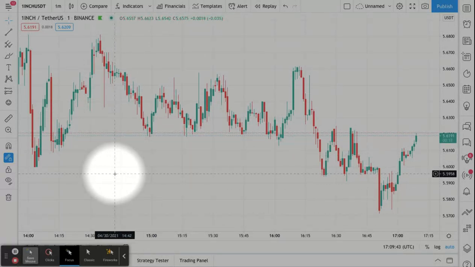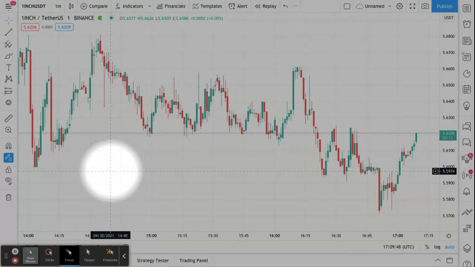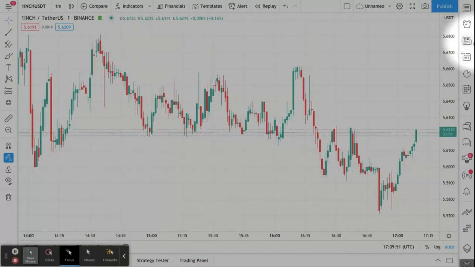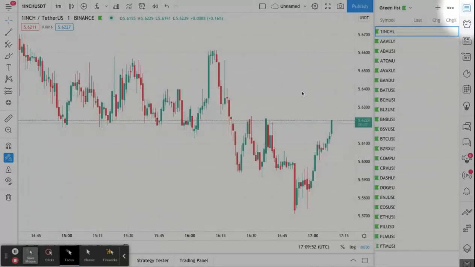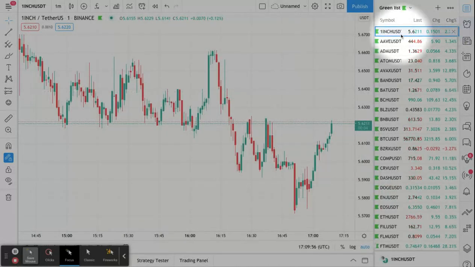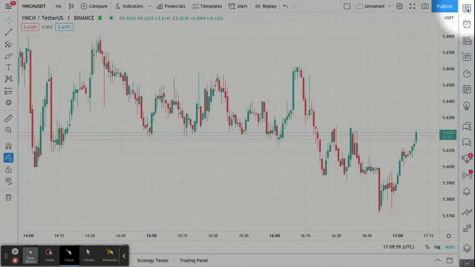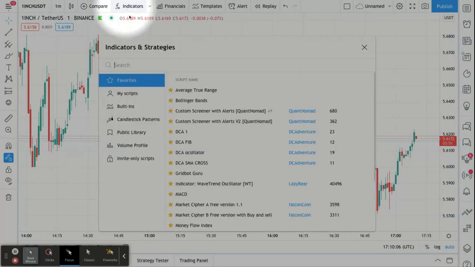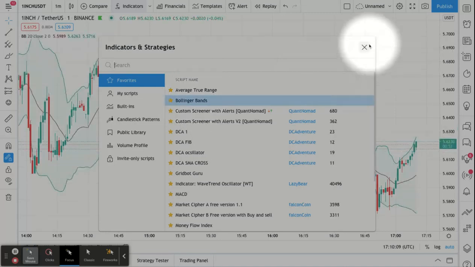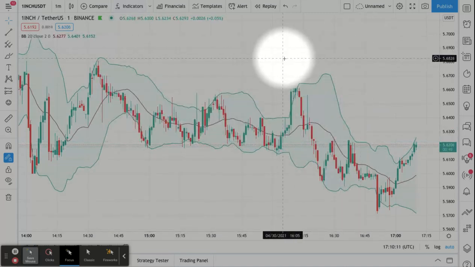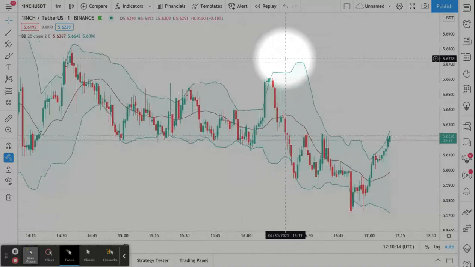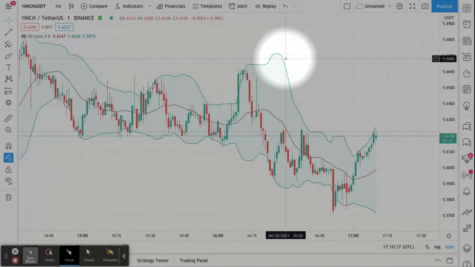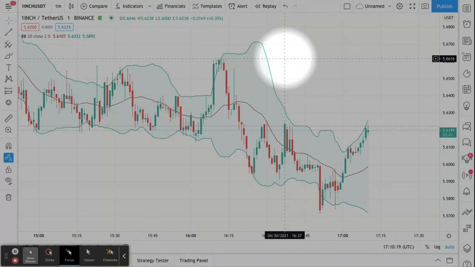So today we're going to talk a little bit about what's called Bollinger Bands, or B-Bands. I have my pair here, 1 inch USDT, and I'm going to go up to indicators and go to Bollinger Bands. Now, there are different types out there, and I could go into the history of it, but I'm not going to.